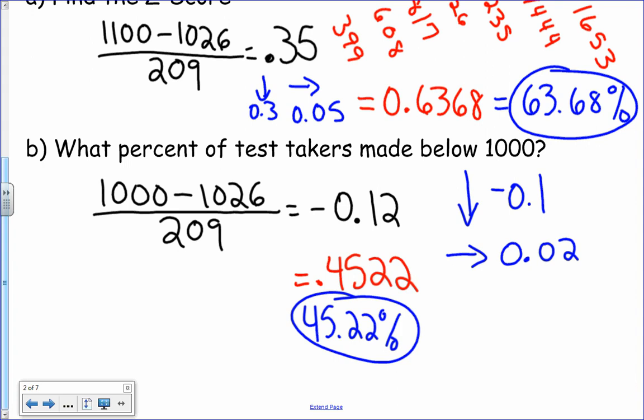Now, look at the question again. Does it say below or above? It says below, right? So this is right. What if it had said above? Subtract it from what? 100, that's right. But it says below, so we can keep it. If it says below, keep the percentage. That one just wanted to know how we did. We did better than 63%. All right, the second one wants to know below 1,000. Okay, so 43% of the people taking this test made below 1,000.